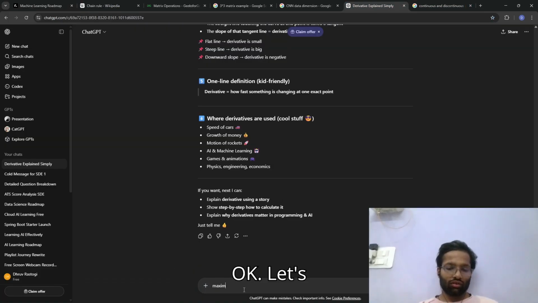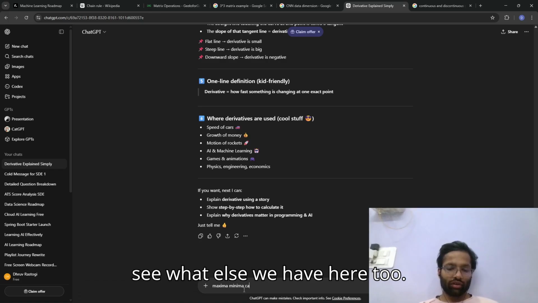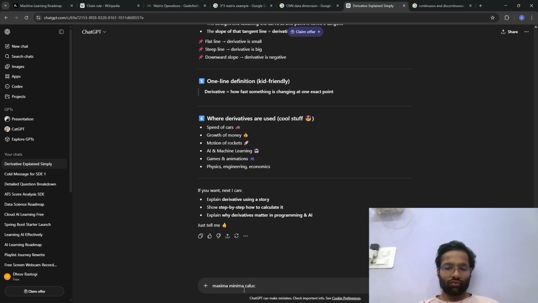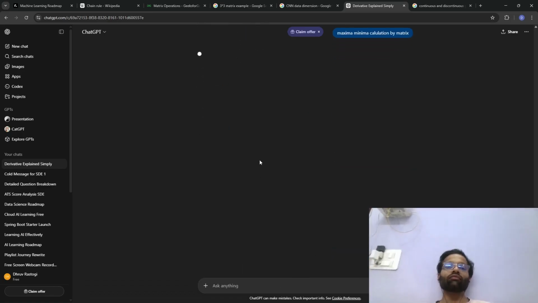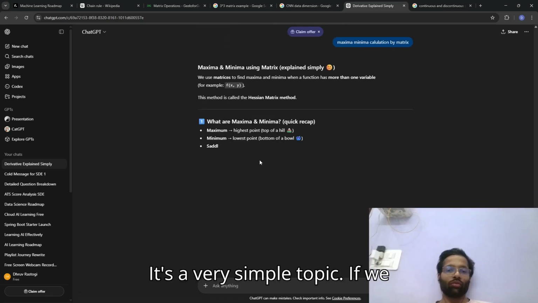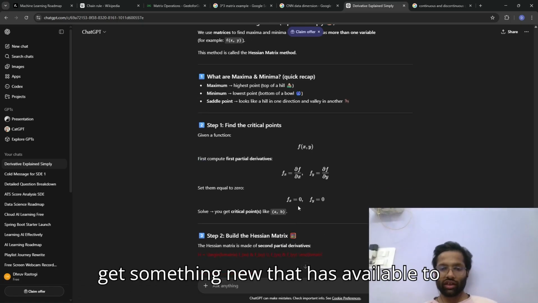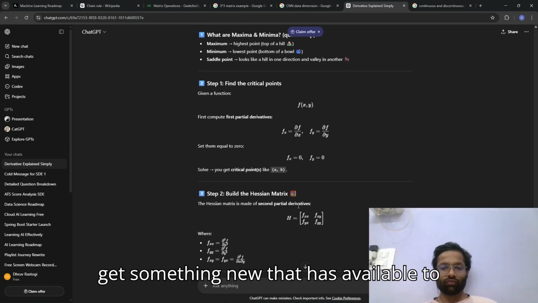Okay, maxima minima calculation by matrix. It's a very simple topic. If we get something written, I will be able to tell you.